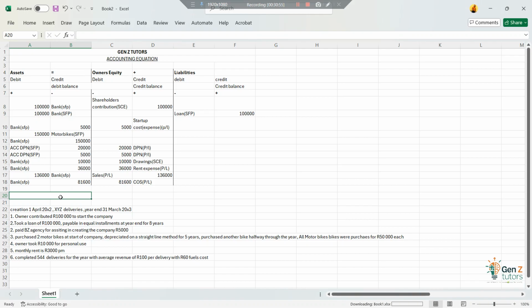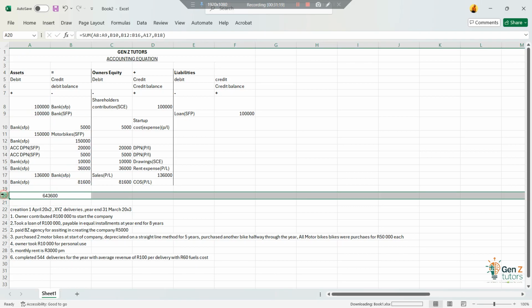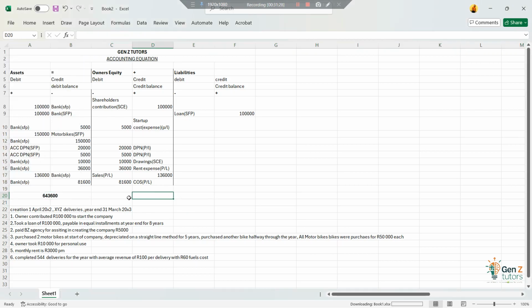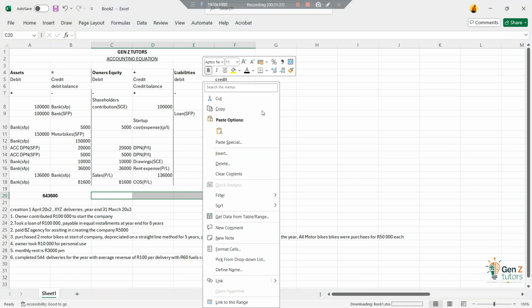Then from here, I'm going to say this is equal to the sum of this and this, and this and all of this and this and this. Then close our bracket. Then what are we getting? 643,600, right? Then let's mark that and highlight that. Then now let's see what we'll get over here. Now let's sum the owner's equity plus liabilities up as well. So now let's merge the cell as well.